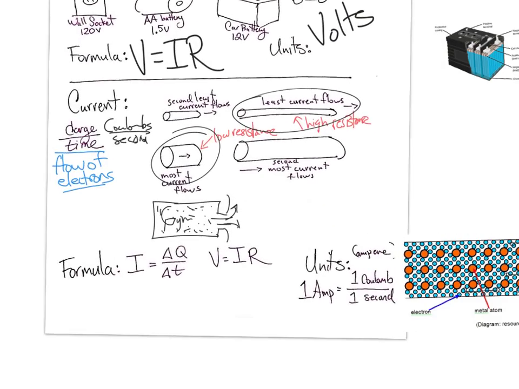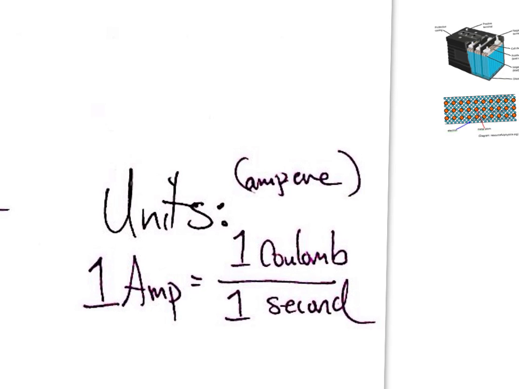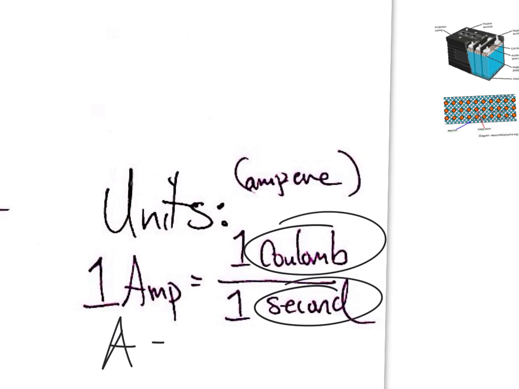Okay, so that's a little bit about current. Let's take a look at the units. I think I mentioned this. An ampere, or an amp, which is also just written as A, is a coulomb per second. So we could say an amp is a coulomb per second.